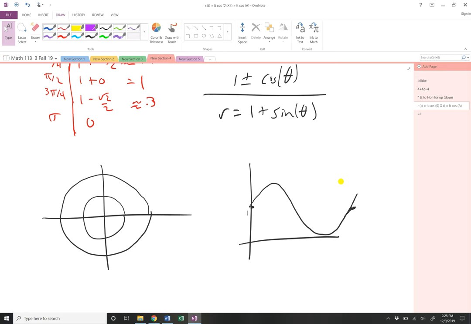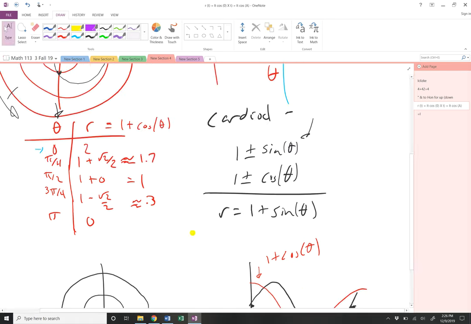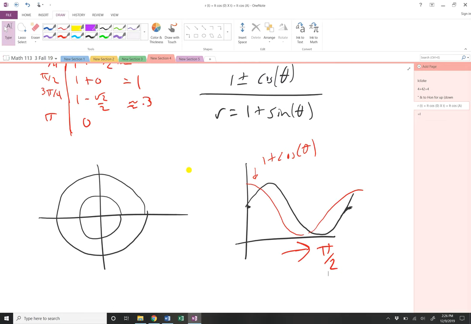Okay, so the two curves here, the red is 1 plus cosine of theta, and the black is 1 plus sine of theta. They're just shifted. So if I take the red, which way do I shift it, and how far, to get the black? I have to shift it this way. How far? Pi halves. Okay? So on the polar coordinate system, if I'm adding pi halves to theta, which direction am I moving? Turning left. So my red, if this was the cosine one that we ended up with, where will the sine be?